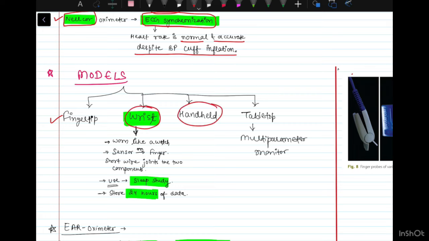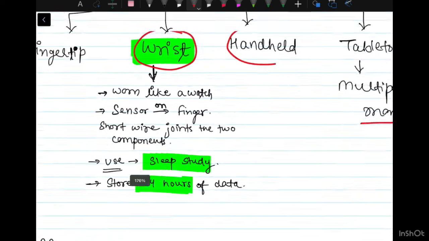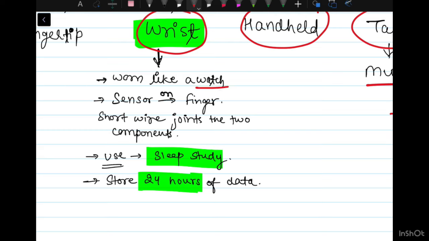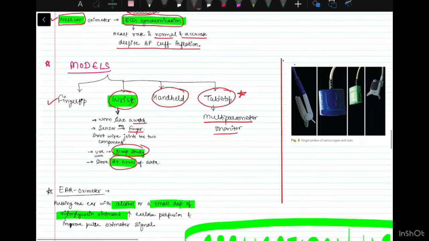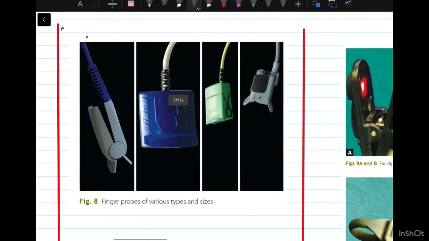We all know that there is a fingertip model, a wrist model, the handheld, or a tabletop, which we use in anesthesia monitors, the multi-parameter monitors. The wrist one is worn like a watch, and the sensor is on the finger. A short wire joins the two components, and it is used in sleep studies and will store 24 hours of data.